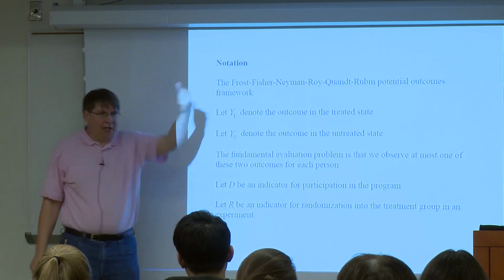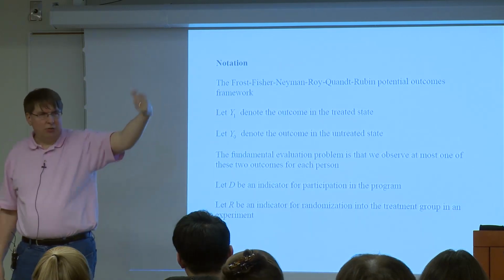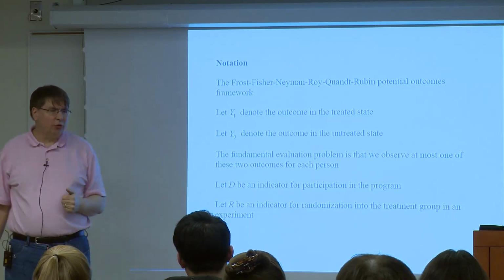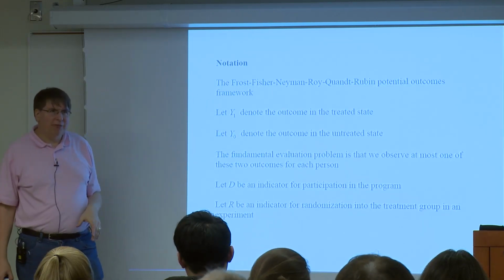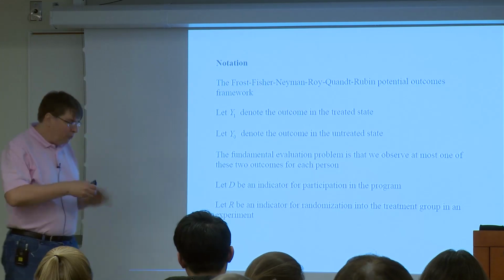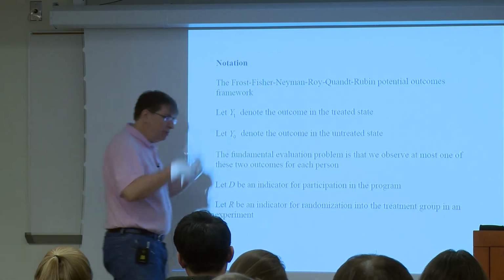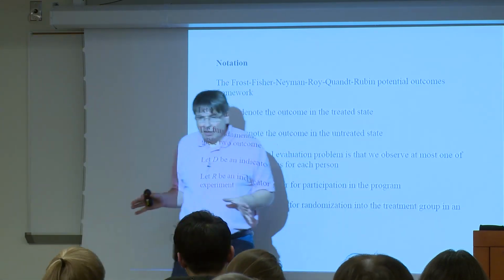So R is going to be an indicator for randomization into a treatment group equal to 1 or a control group equal to 0 among people who attempted to be treated. So I have voluntary treatments in mind here. We can think also about mandatory treatments, but maybe we should have in our heads a running example.